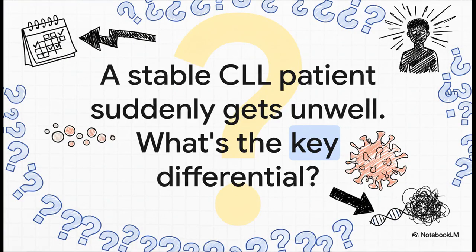And that brings us to our final and most critical takeaway. If you have a patient with CLL, one who has been stable for years, and then all of a sudden they become acutely unwell with the kinds of symptoms we just described, there is one diagnosis you absolutely must have at the very top of your list. You always have to consider Richter's transformation.